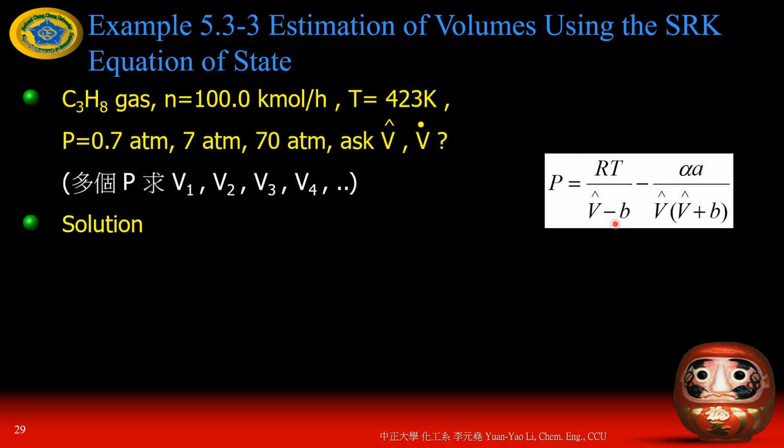A cubic equation, if it has solutions, gives 3 solutions, right? So which one is the best, or which one is the correct answer? The one close to the ideal equation of state, right? It cannot be too far from the value you get from using the ideal equation of state. Okay, let me give you this example.